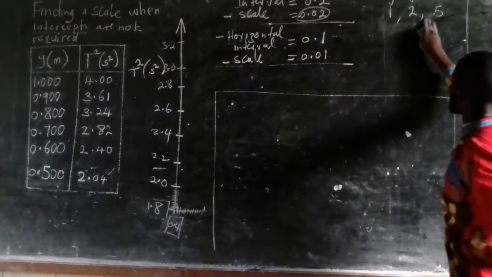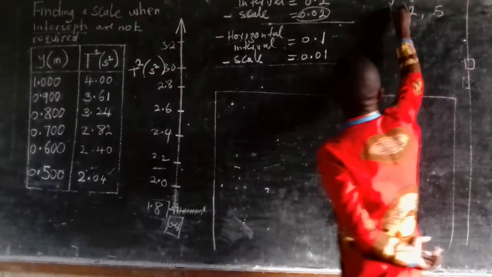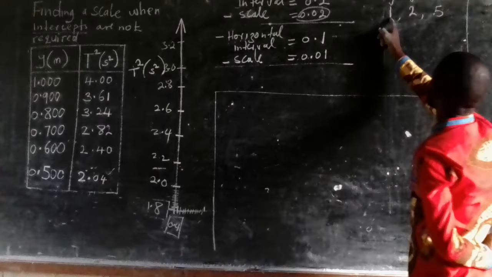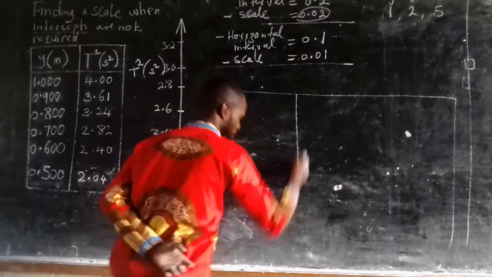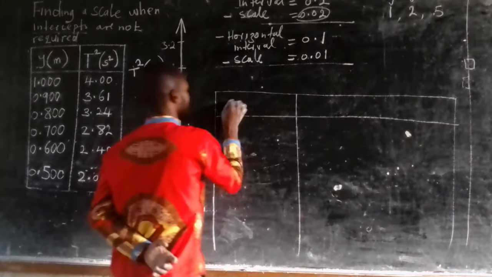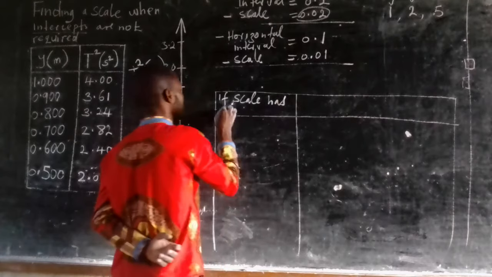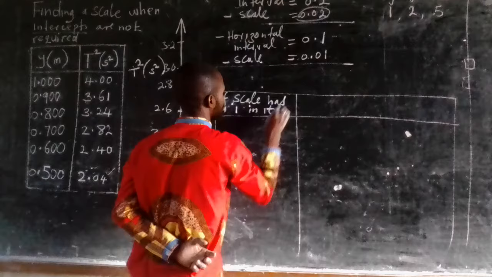So now we want to see if my scale has a 1 in it. What will be my starting value? Because this is another way on how to get a starting value, whenever you are dealing with a question where intercepts are not required. So, look, when my scale has a 1 in it, this is what I want to do to help you know how to get a starting point. Case 1: if the scale has a 1 in it, what do you do?